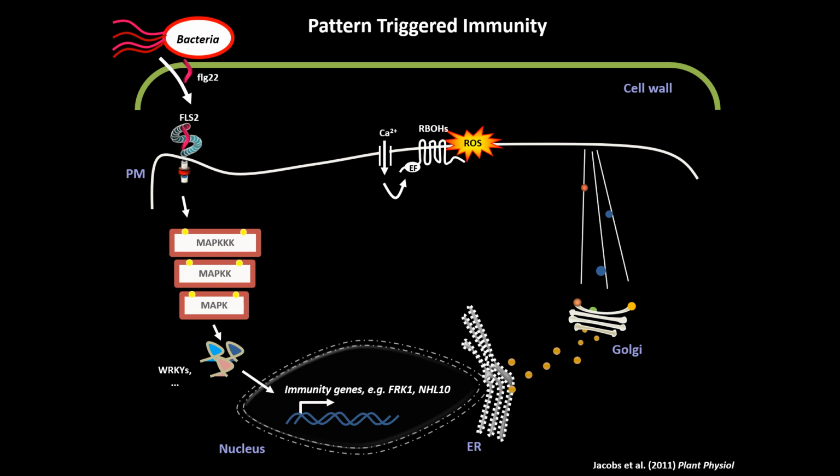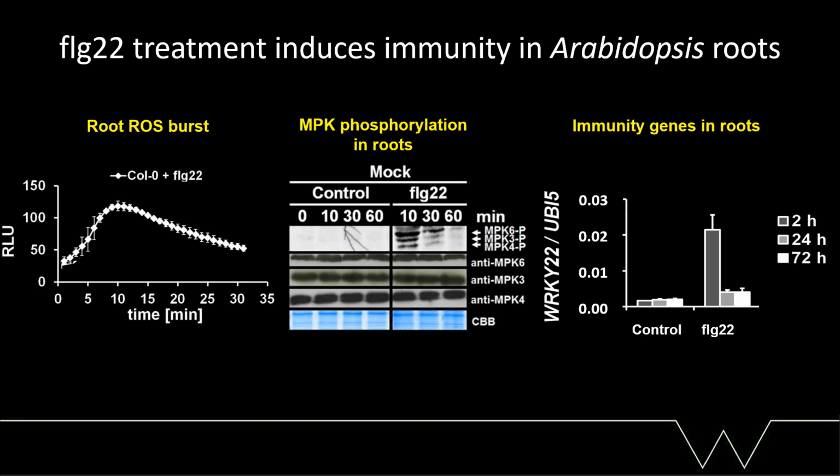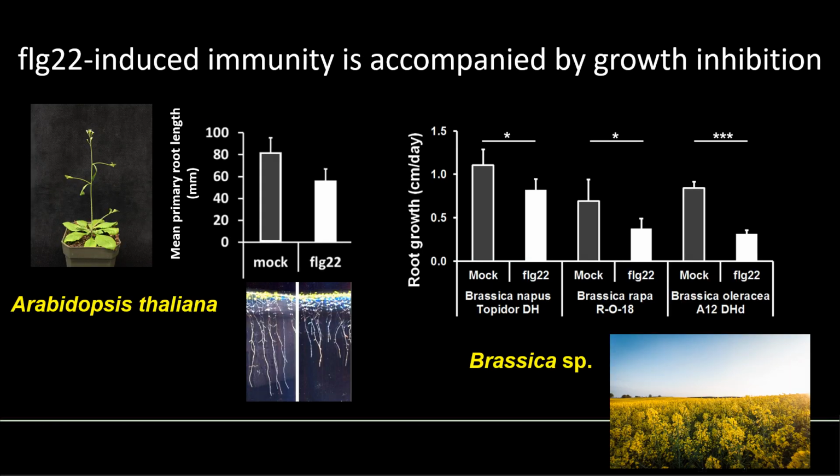So these three responses, the ROS burst, MAP kinase cascade, and immunity gene induction, are what I'm going to be referring to as immunity throughout this talk. Okay. So we can induce these immune responses in Arabidopsis roots in the lab in the absence of any pathogens. And you can see that we can detect the ROS burst here, MAP kinase phosphorylation, and immunity gene upregulation in Arabidopsis roots after flg22 treatment.